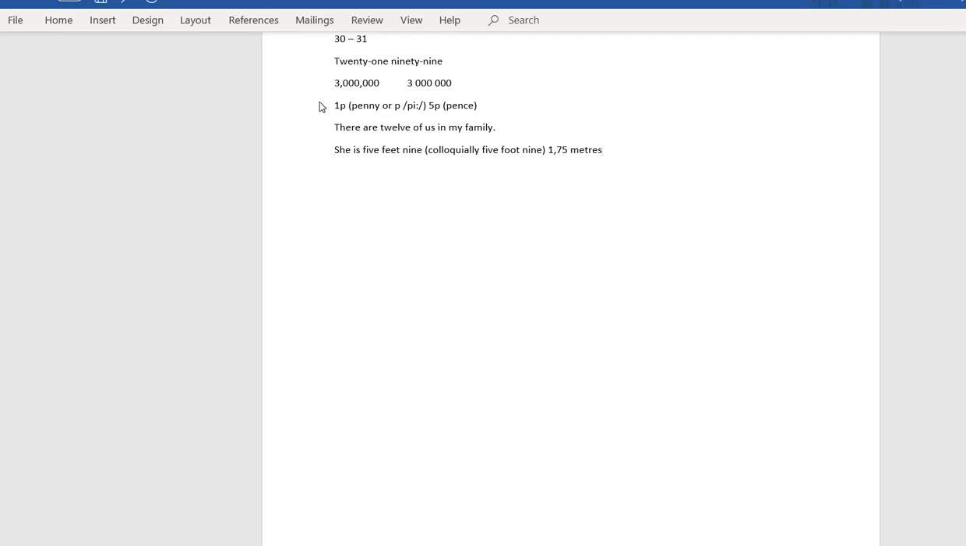As regards, another thing Swan shares with us is that we use this symbol 1p, which can be read out as penny or p, and 5p would be pence, which is penny in the plural, right? Un centavo, 5 centavos, right? Now, I wanted to single out this phrase. There are 12 of us in my family. That's how we say how many members a family has. There are 12 of us, there are 6 of us. We also say we're 6, but more idiomatically, there are 12 of us here.